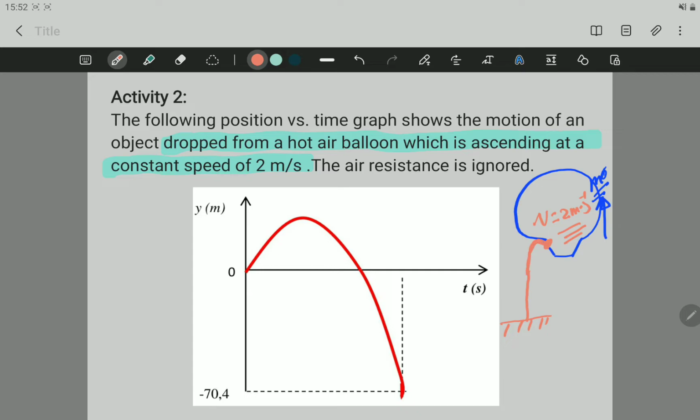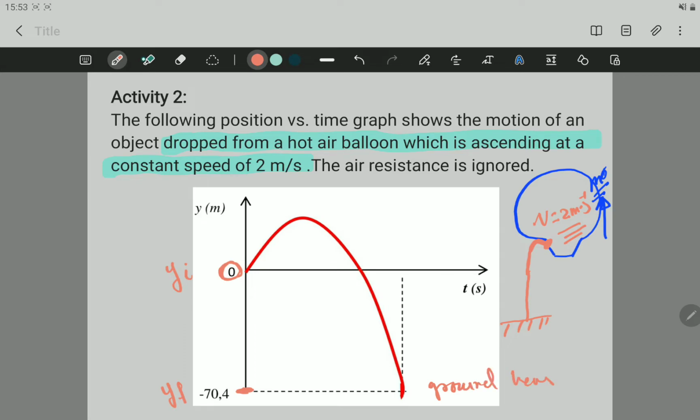The object still moves up a little bit because it is moving with the hot air balloon before moving downward. So this point in the graph represents the hot air balloon, and we start the graph from there. This is the initial position of the object, the place where the hot air balloon was when the object was dropped. The object moved first a little bit up until it reached the ground. This negative 70,4 represents the final position, which is the ground level.